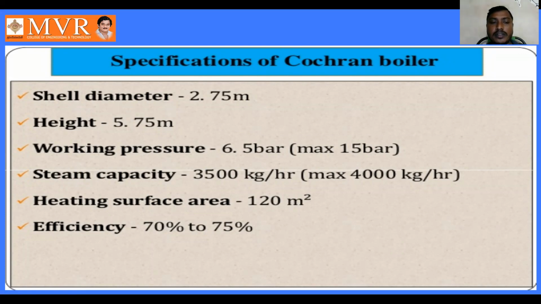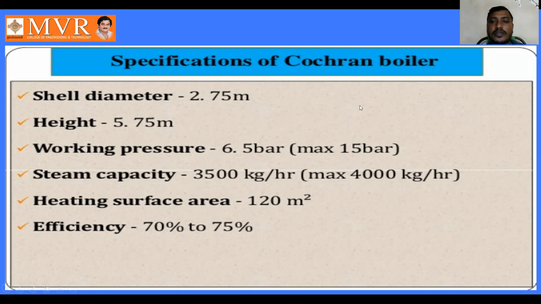The maximum pressure can be up to 15 bar. Steam capacity is 3500 kg per hour, and the steam capacity can be maximum up to 4000 kg per hour. Heating surface area is about 120 meter square, and the efficiency is 70% to 75%.